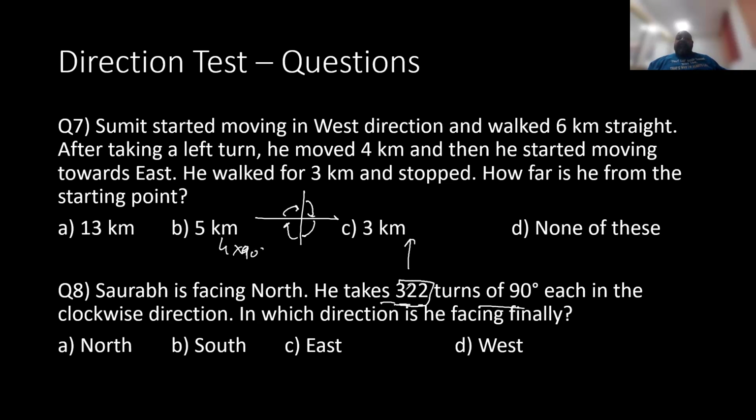So in 322 turns, every 4 turns will mean you come back to the starting point. In these 322, 320 is a multiple of 4. So 4 turns, 80 times, I will turn around and start facing north. We'll be left with the last 2 turns. So from the north, if he takes 2 turns, 1 and 2, he would have turned a total of 180 degrees net, and therefore would be facing south.